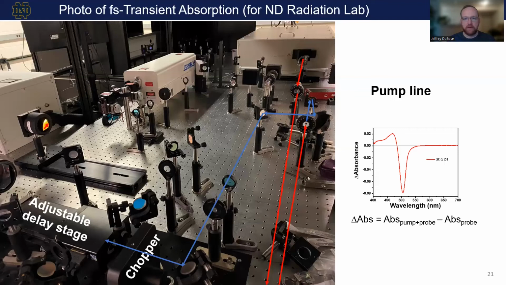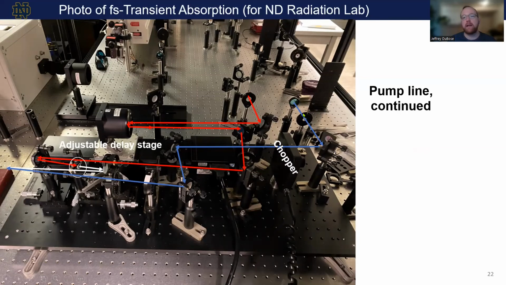We're just going to follow the pump line. Again, it hits this set of mirrors right here. It's gone through our chopper. It's going to hit another set of mirrors, and we'll avoid all of the complexity through here. And now this mirror is going to couple it so that the pump and the probe are spatially overlapping and hitting our sample. So typically we could put the sample right around here.